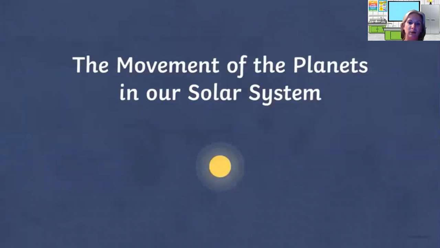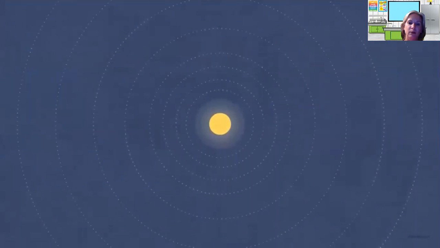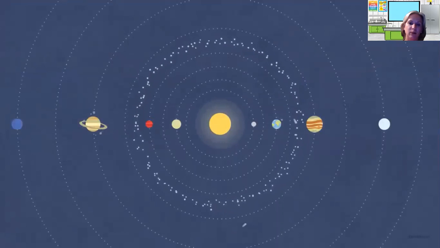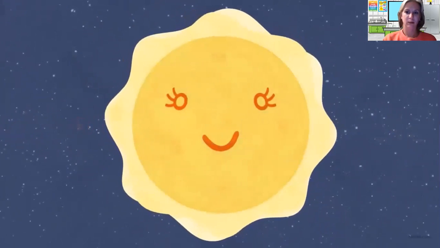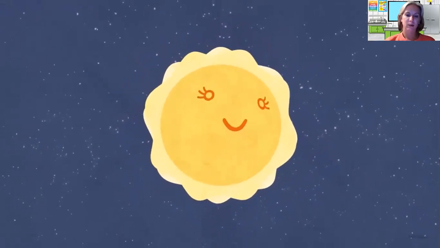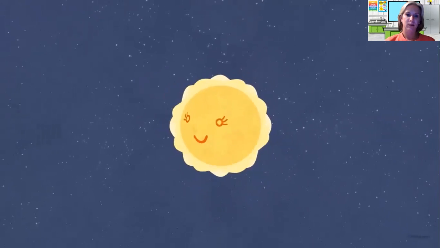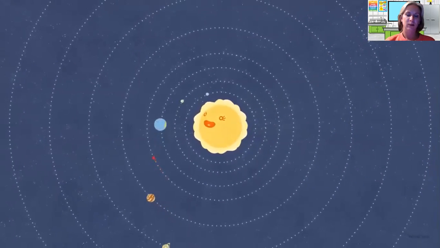Movement of the planets in our solar system. A solar system is a star and all the objects that orbit around it. These might include planets, asteroids, moons, and comets. The star at the centre of our solar system is called the Sun. and it is a ball of hot gas. It gives out heat and light. It is the gravity of the Sun which keeps the planets orbiting around it.